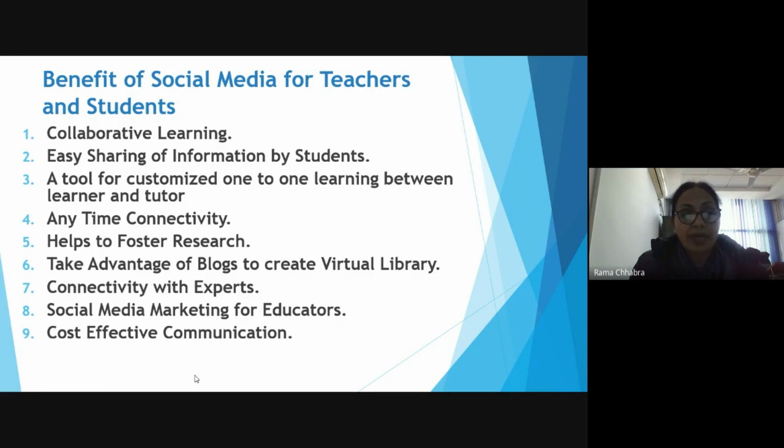You can take advantage of blogs to create a virtual library. Setting up a personal blog or website gives teachers a lot of freedom to build intellectual credibility. They can upload their academic work and other important lectures and videos that will allow students to take relevant inputs as reference material for their studies.